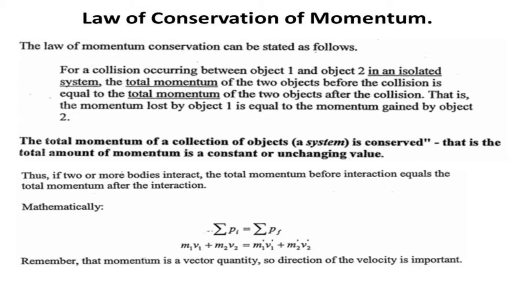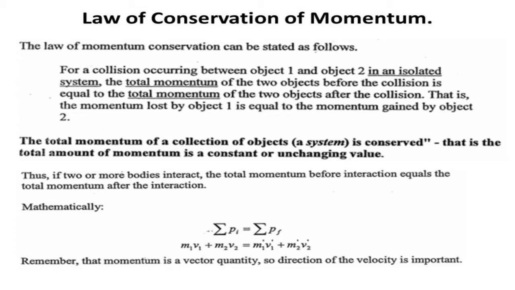So we can reframe the law to say that the total momentum of a collection of objects, or a system, is conserved. That is, the total amount of momentum is constant or unchanged, both in value and in magnitude. Thus, if two or more bodies interact, the total momentum before interaction will be equal to the total momentum after the interaction.